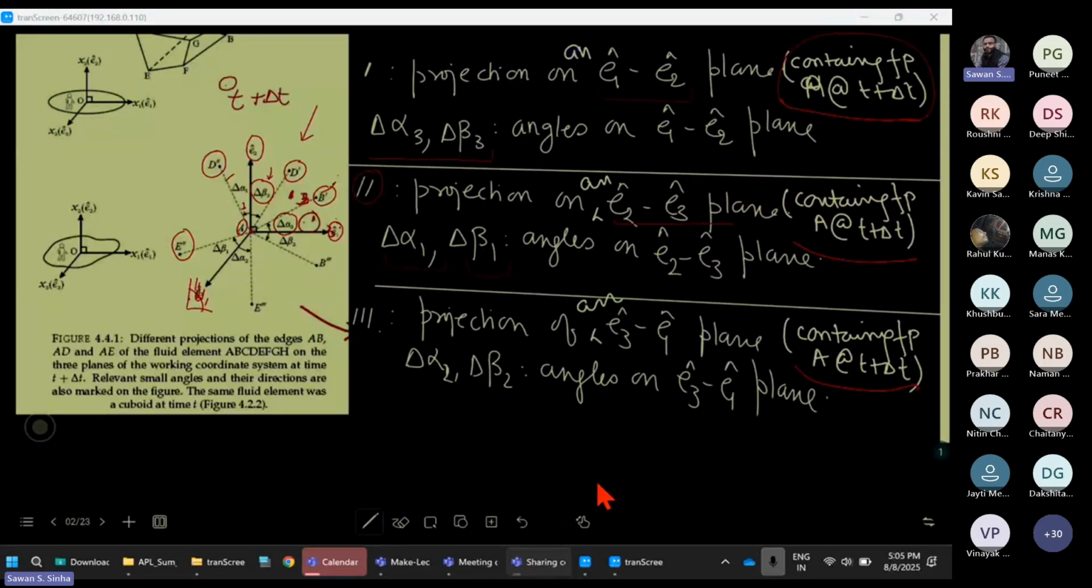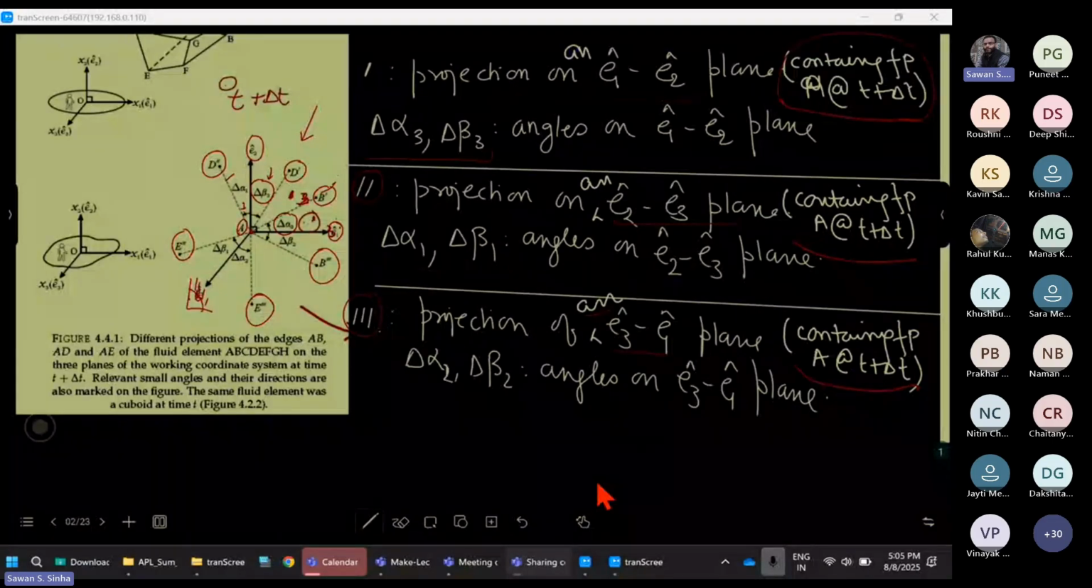Triple prime. There are 2 points with triple prime superscripts, E triple prime and B triple prime, and they are projections of points B and E, or fluid particles B and E, on an E3 E1 plane, again which contains the fluid particle A at t plus delta t. On that plane, I have 2 angles marked. AE triple prime is making this angle delta alpha 2, and the other angle is delta beta 2 that AB triple prime is making.